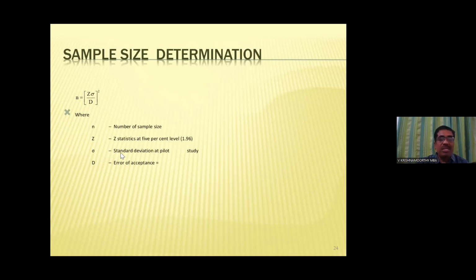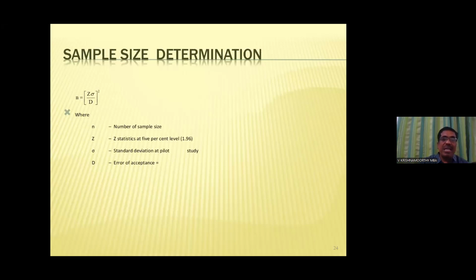Okay, next one, standard deviation at pilot study. Normally, before finalizing the questionnaire for data collection, we should do the pilot study. Then you can calculate the standard deviation. Standard deviation means deviation from the mean is said to be standard deviation. You calculate standard deviation. That's standard deviation.